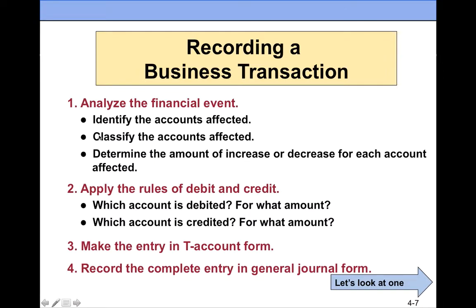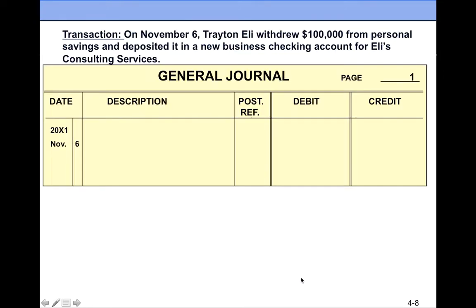So number 1 and 2, we already know how to do. We did it in chapter 3. So make the entry in the T account form on a piece of paper and then transfer it to the general journal form. So here is an example of the journal. Look at the journal. Always enter the page number. It will be given to you, you don't start with page 1. That's only for a brand new business.